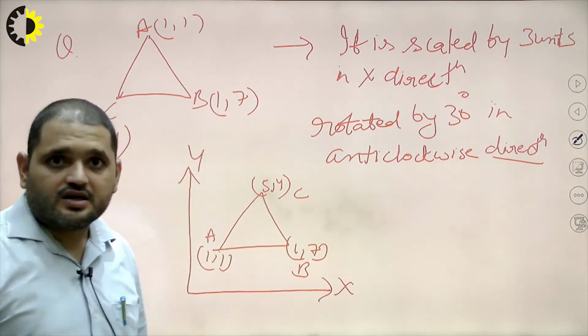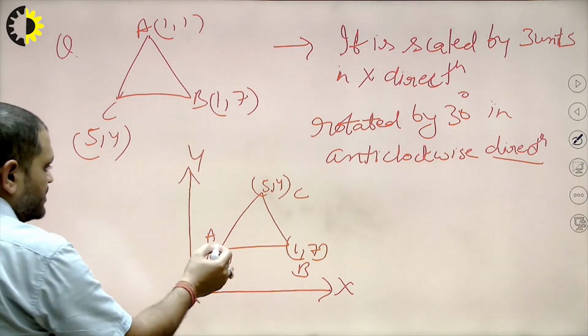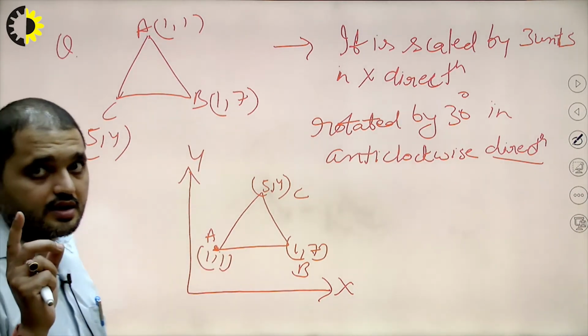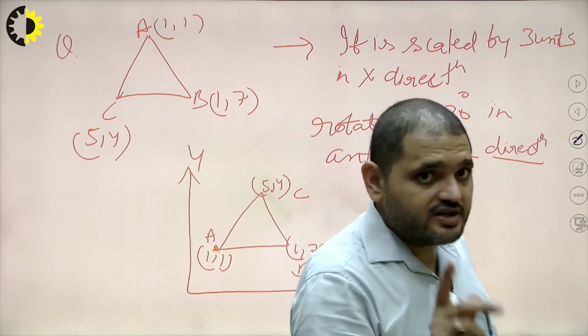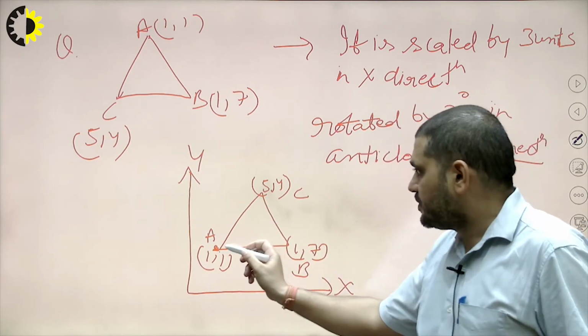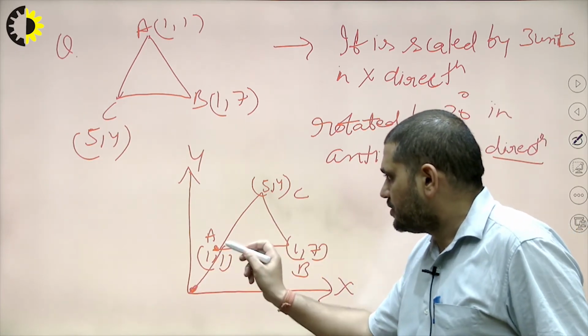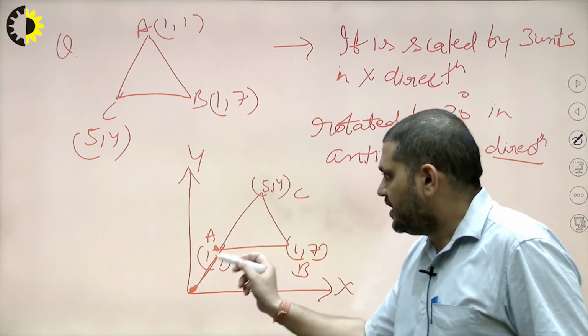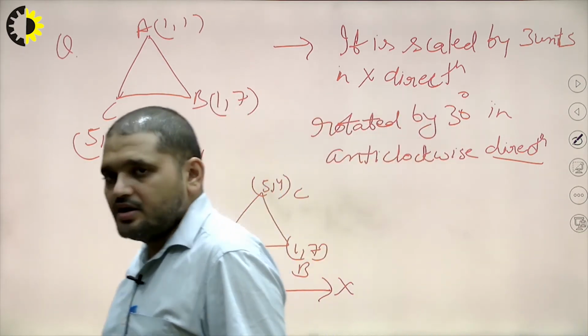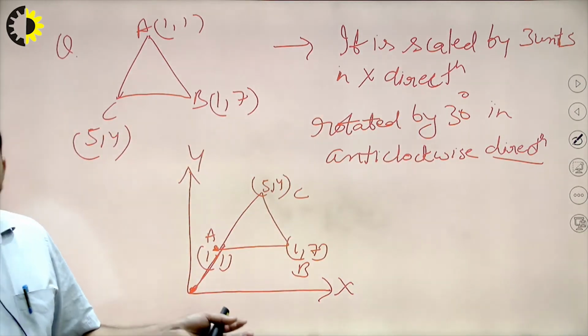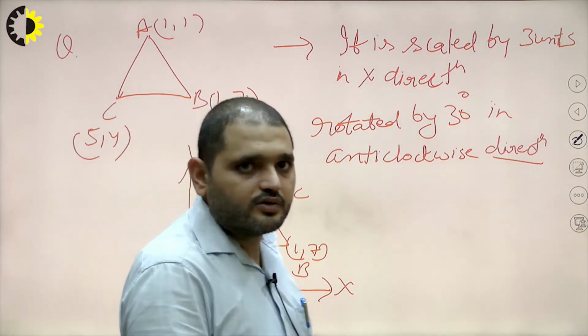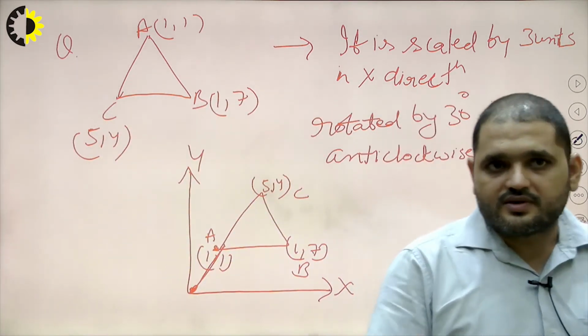For rotation, first we have to coincide this point with the origin, because we know the matrix for rotation about the origin only. So we have to translate this point, that is A, to the origin, or rather the whole triangle. This point has to be translated to the origin.